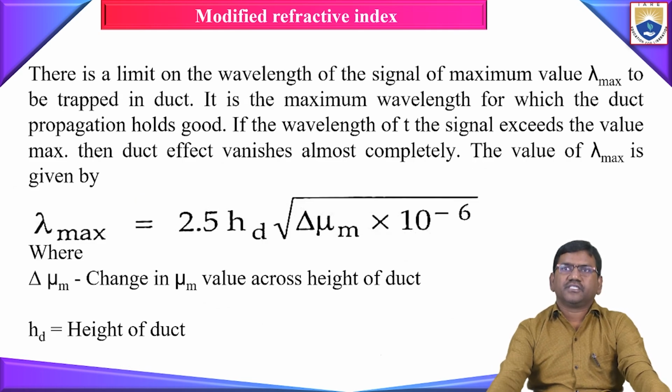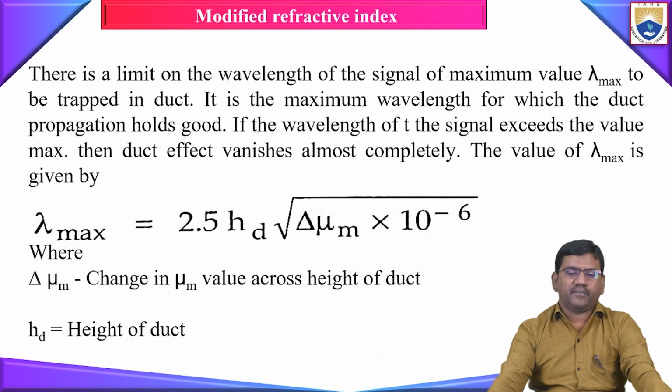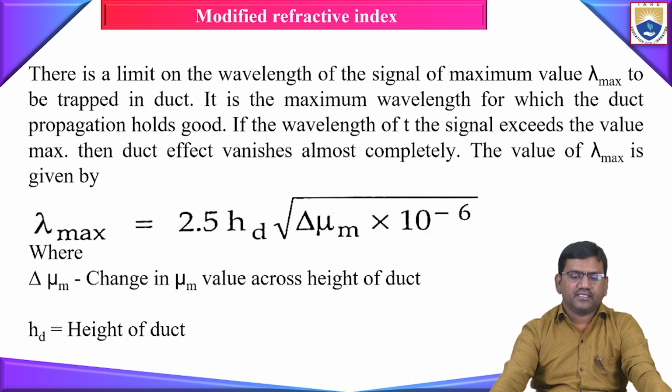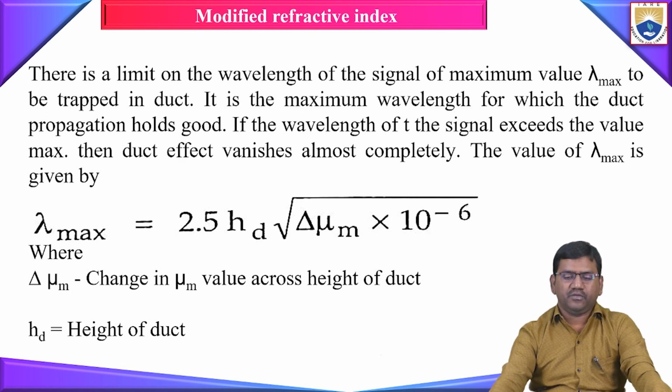There is a limit on the maximum wavelength of a signal that can be trapped in the duct. It is the maximum wavelength for which duct propagation holds good. If the wavelength of the signal exceeds the value lambda max, then the duct effect vanishes almost completely. The value of lambda max is given by 2.5 HD into root of delta M into 10^-6. This is the maximum value where the signals sent from the transmitting antenna will be trapped in the duct.